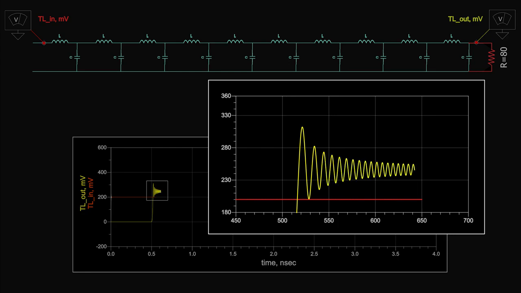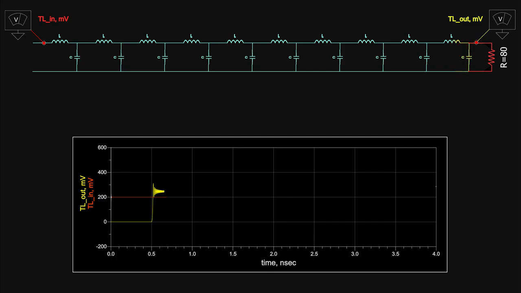But all the capacitors as well as the load are connected to the same point. So starting from the last section, each capacitor starts to settle to 250 millivolts, back to the very first section.